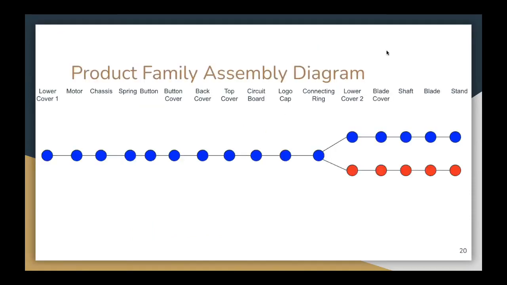Thanks, Jonathan. Now I'll take us into the product family assembly diagram. In our analysis, we discovered that this product is great for delayed differentiation. As seen in the chart, we go through 11 parts in assembly before it branches into two different items. This is great for reducing time and cost during assembly.